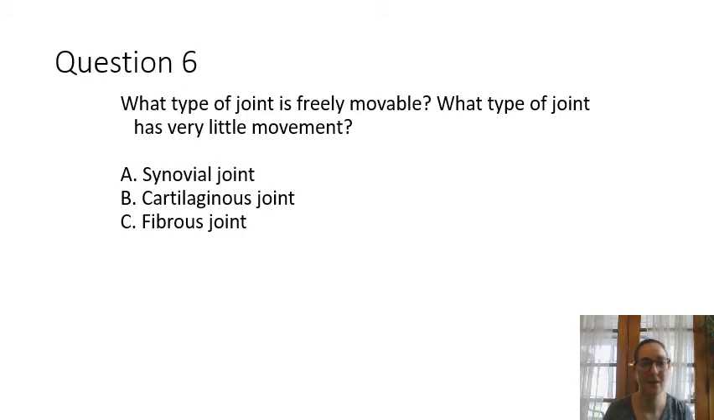All right, so think about what type of joint is a freely movable joint and what type of joint has very little movement. These are structural categories of joints here. I'm asking which ones have what type of movement. Which one's going to be freely movable? That's going to be a synovial joint. Synovial joints are usually the most highly movable of the joints that we have. As far as little movement, those could be the cartilaginous joints. Even some fibrous joints can have a tiny bit of movement, but for the most part, it's cartilaginous joints that have little movement.